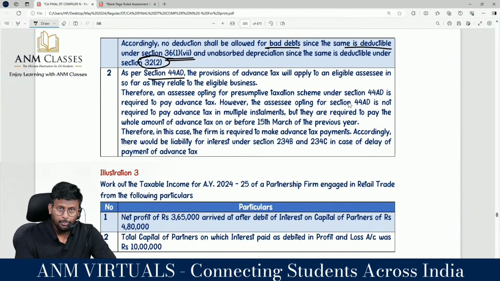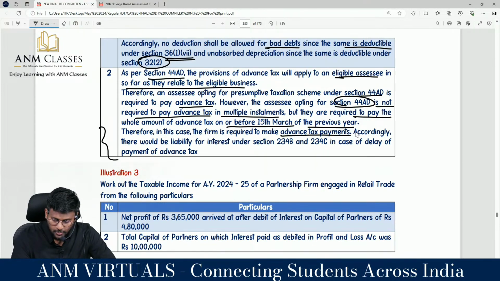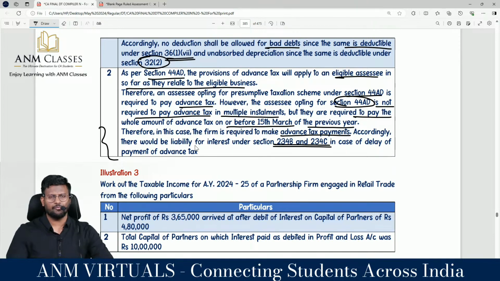As per 44AD, provisions of advance tax will apply to an eligible assessee insofar as they relate to eligible business. Therefore, an assessee opting for the presumptive taxation scheme under 44AD is required to pay advance tax. However, the assessee opting for 44AD is not required to pay advance tax in multiple installments, that is 4 installments, but is required to pay the whole amount of advance tax on or before 15th March of the previous year. Therefore, in this case, the firm is required to make advance tax payment. Accordingly, there will be liability for interest under 234B and C in case of delay in payment of advance tax. We have discussed everything in detail already.